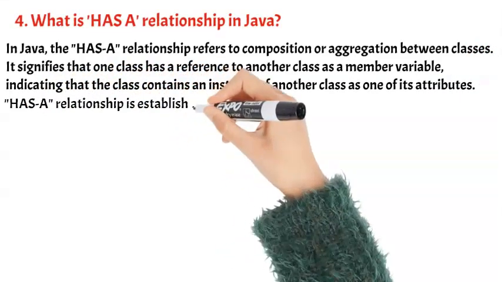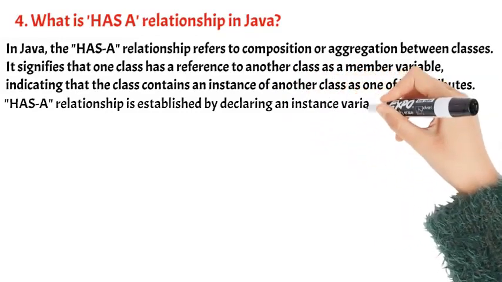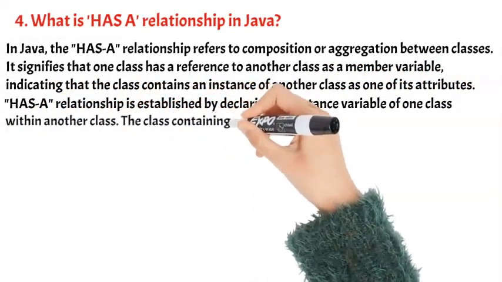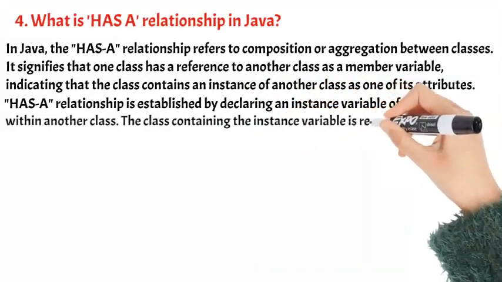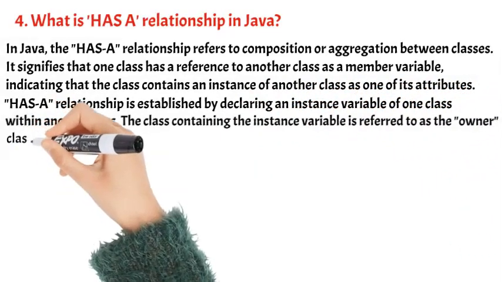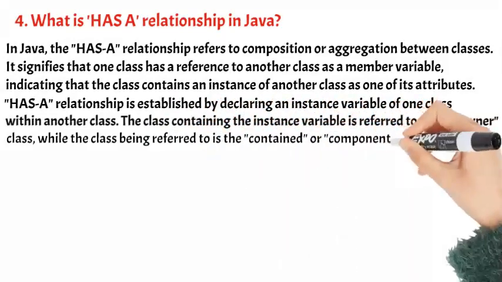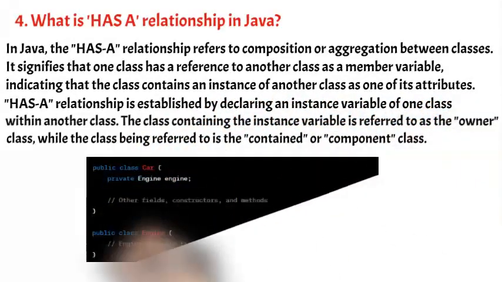A HASA relationship is established by declaring an instance variable of one class within another class. The class containing the instance variable is referred to as the owner class, while the class being referred to is the contained or component class.